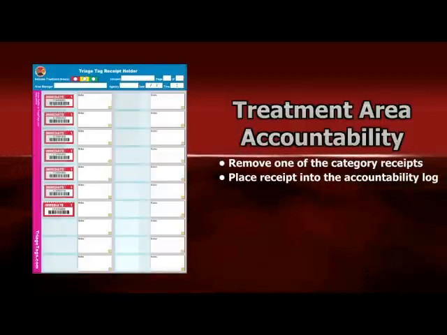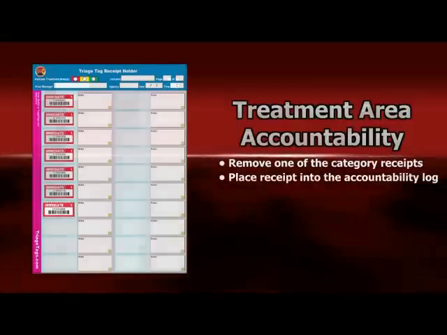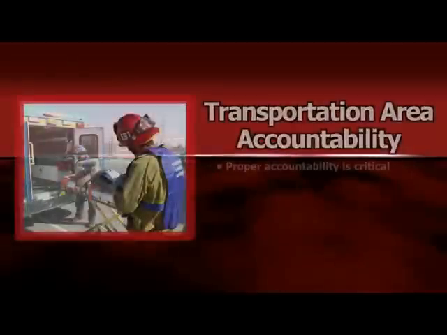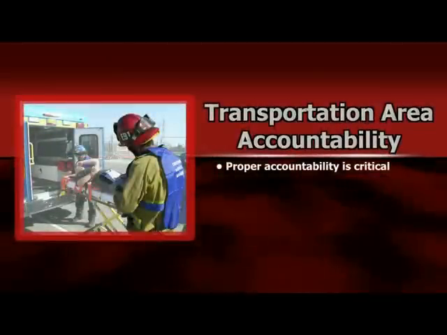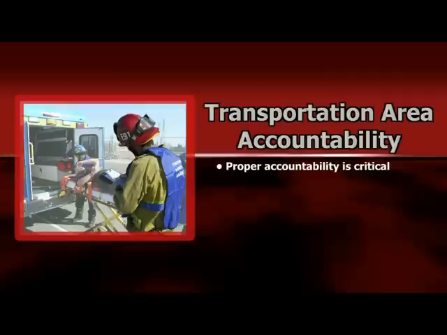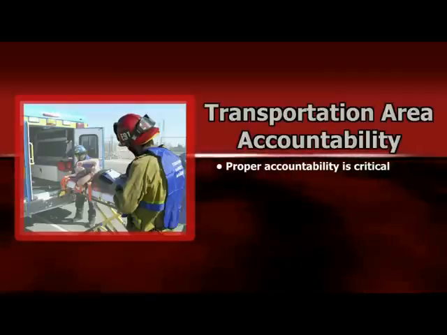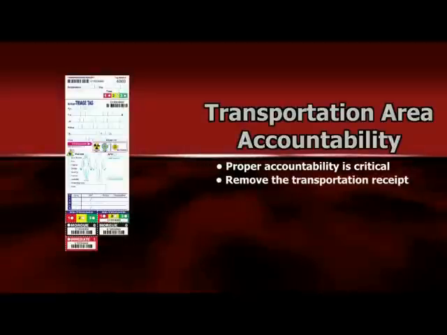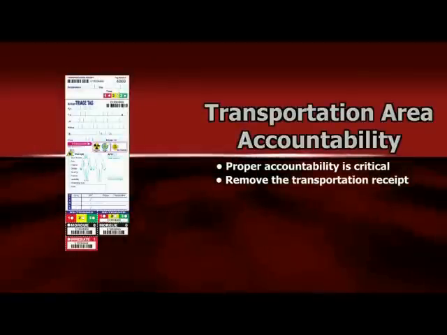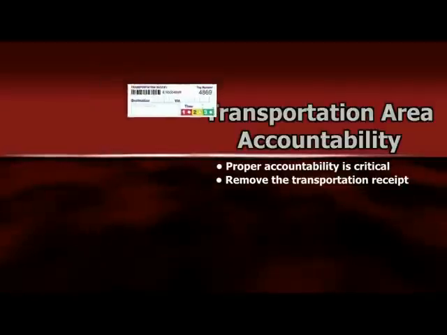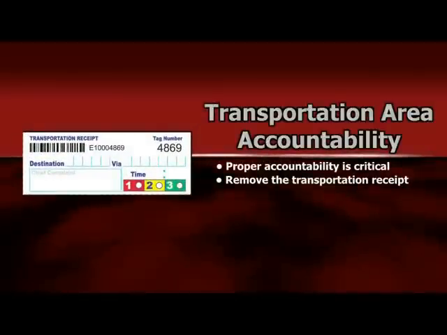Proper patient accountability in the ambulance loading area is critical for ensuring accurate bed availability counts and patient tracking. Just prior to a patient being loaded into an ambulance, the transportation receipt located on top of the DMS triage tag is removed by the transportation group supervisor or a designated ICS position given that responsibility.